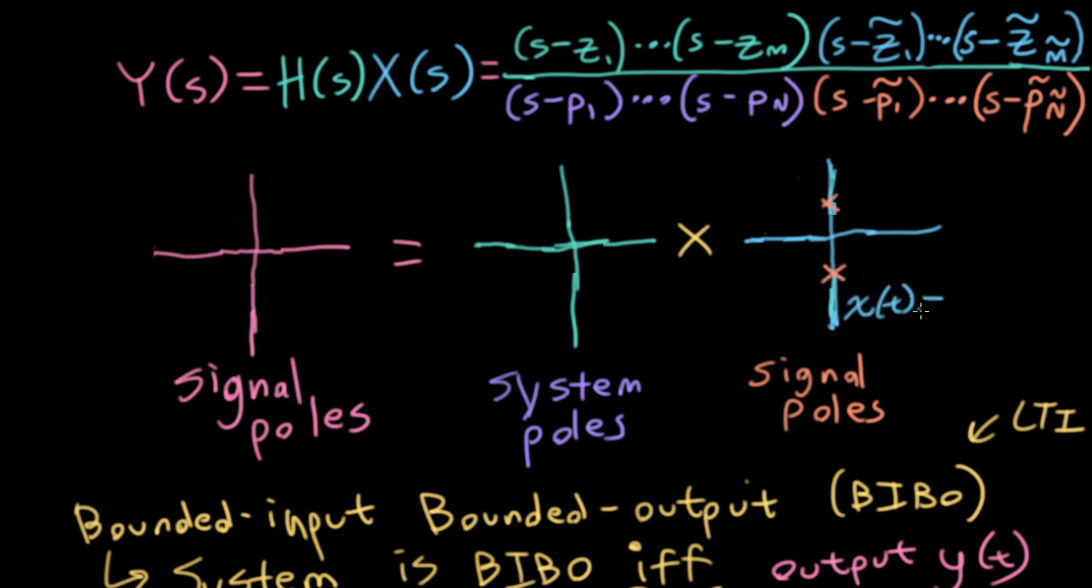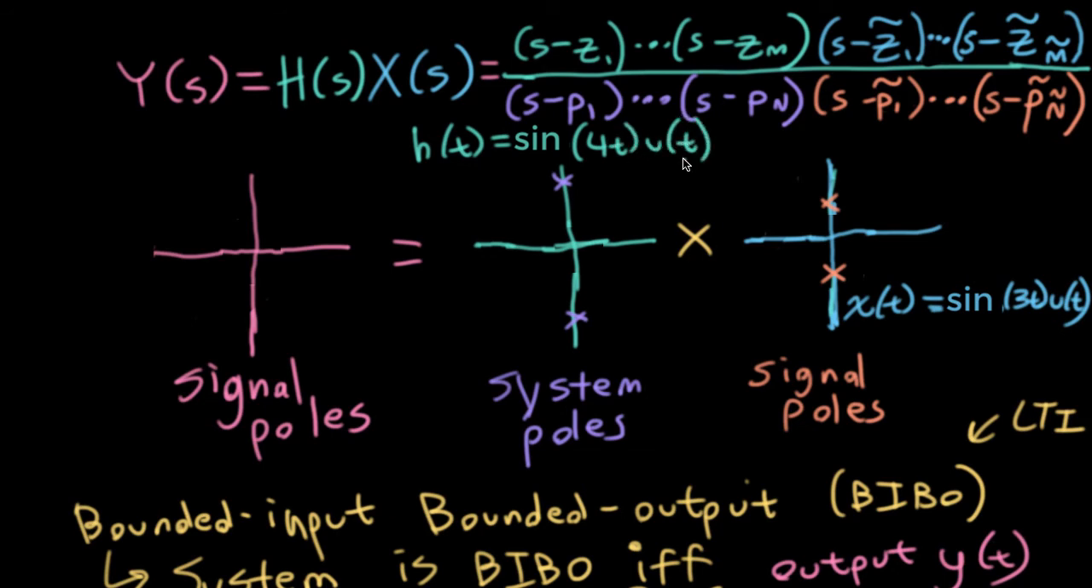Let's look at another example. Suppose I had an input that was something like sin(3t) u(t). So this is a sinusoid with frequency 3, as represented by these signal poles on the imaginary axis. Suppose my impulse response was something like sin(4t) u(t). So again, something sinusoidal, but it has a slightly higher frequency.